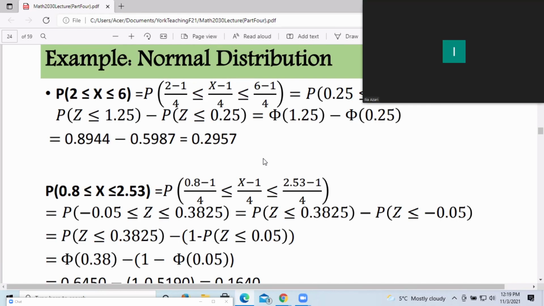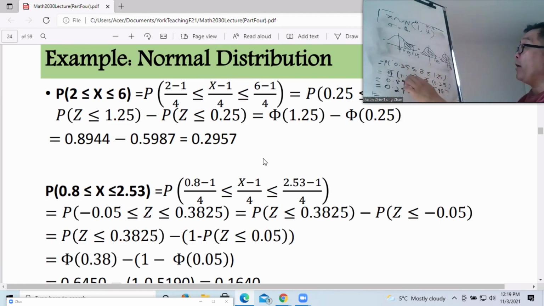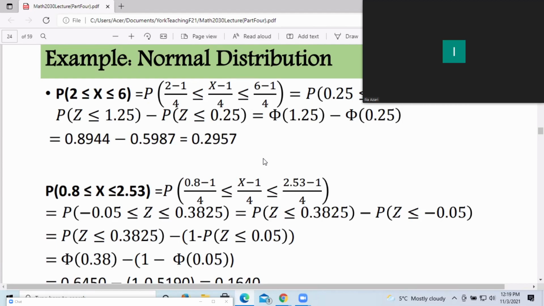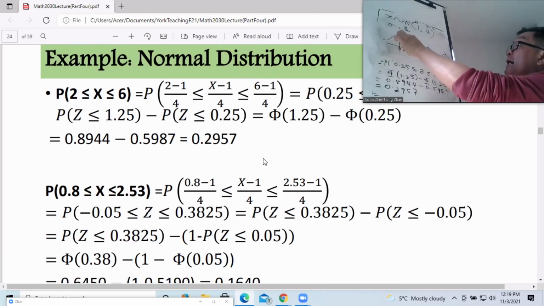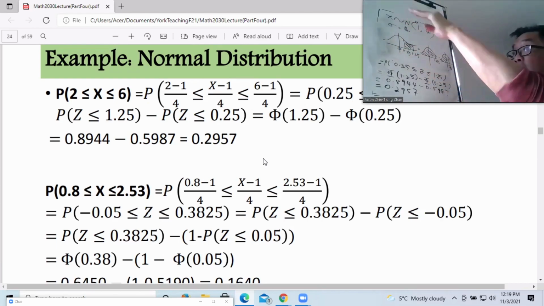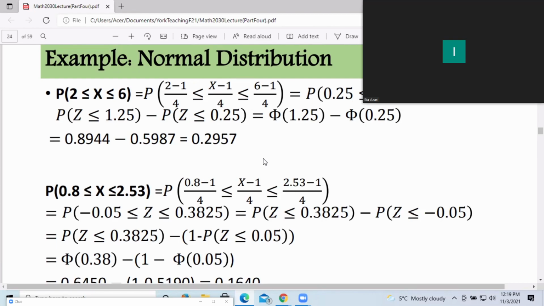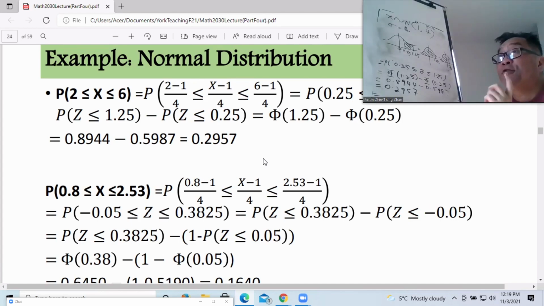Professor, I have a quick question. Can we just subtract the z-scores and then take the omega of the z-score that we have? You mean like 1.25 minus 0.25, then it's 1, and then take omega 1? Why we cannot? Because the curve is not uniform. Oh, okay. If it's uniform, then yes. If that one is uniform, but now we study normal.